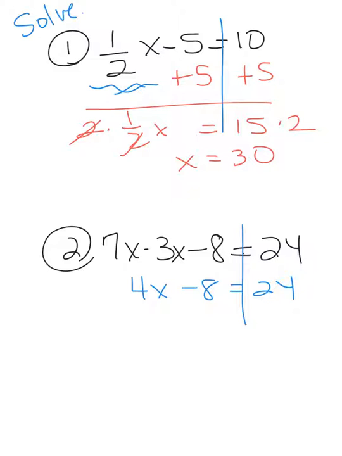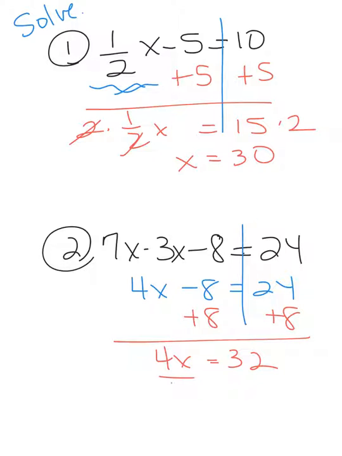So from here, again, I want to isolate my variable, so I need to get x by itself. So I'm going to add 8, do the opposite operation, add 8 to both sides. I have 4x is equal to 32. And now I need to get that x by itself. So I have 4 times x, so my opposite operation is division. I'm going to divide both sides by 4, and I have x is equal to 8.